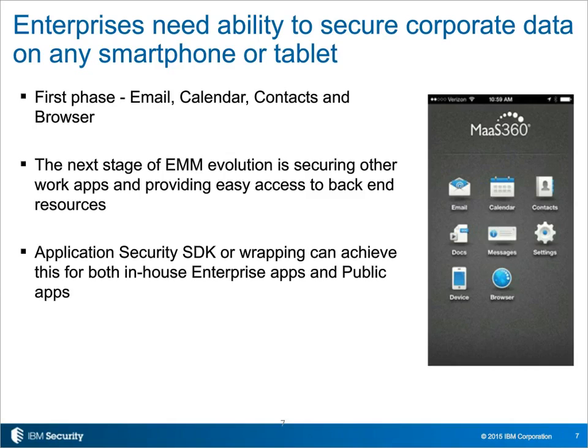Now, once that first use case was solved, very quickly, enterprises are now moving to the next stage, which is how can I secure other work apps with the same security policies and provide easy access to backend resources so that employees can access information irrespective of where they are, irrespective of the device that they have with them. Could be an iPad, could be an Android device, could be a Windows Phone, for example. And that is where application security comes in.